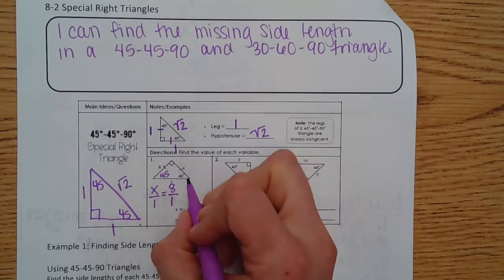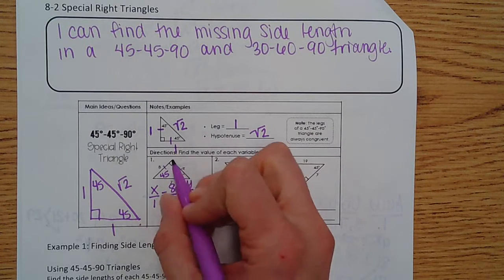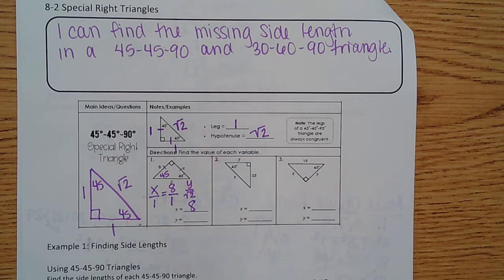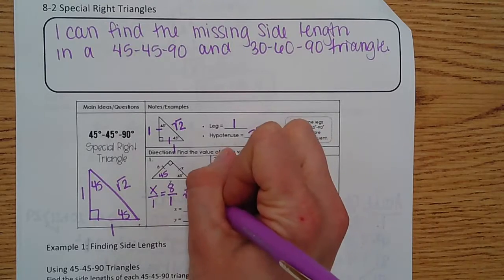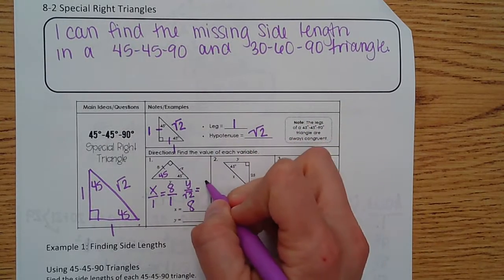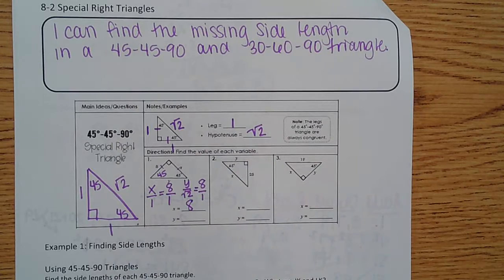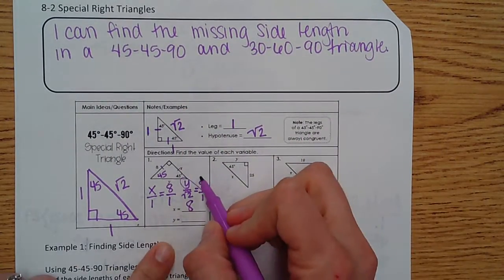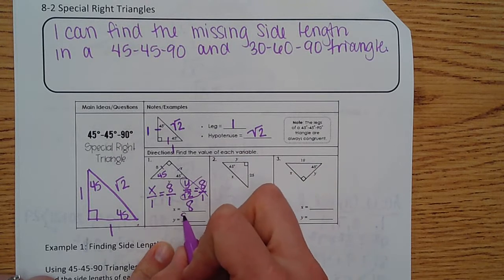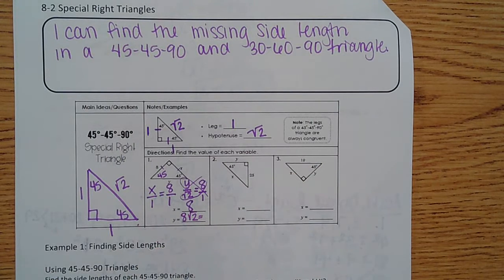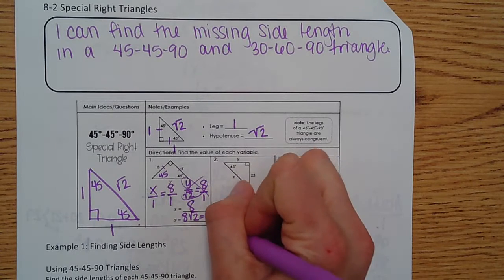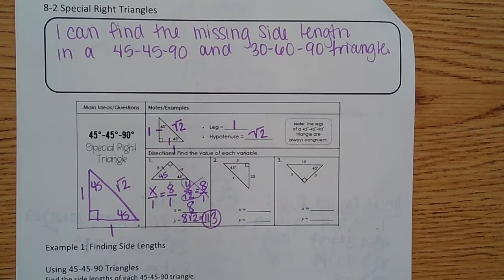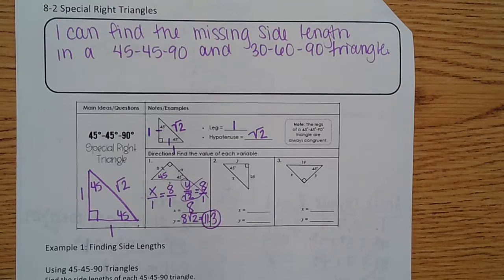However, when I'm trying to find y, it is the hypotenuse, so it corresponds to the square root of 2. That's going to be the same ratio as 8 over 1. So in this case, we're going to cross multiply. So y is going to be equal to 8 times the square root of 2. 8 times the square root of 2 is 11.3. So there's our final answer. Okay, 11.3. So now we move on.